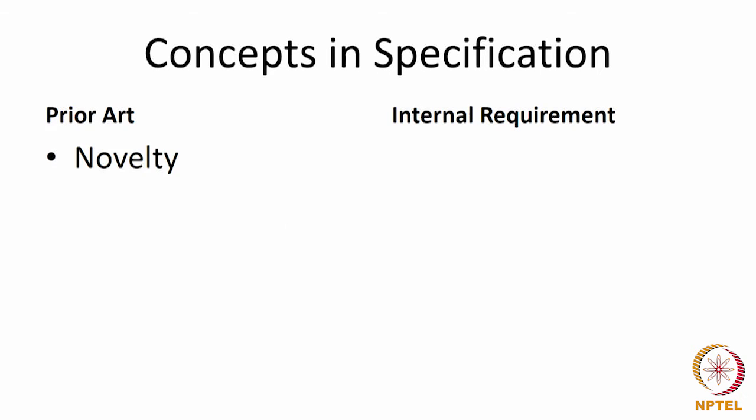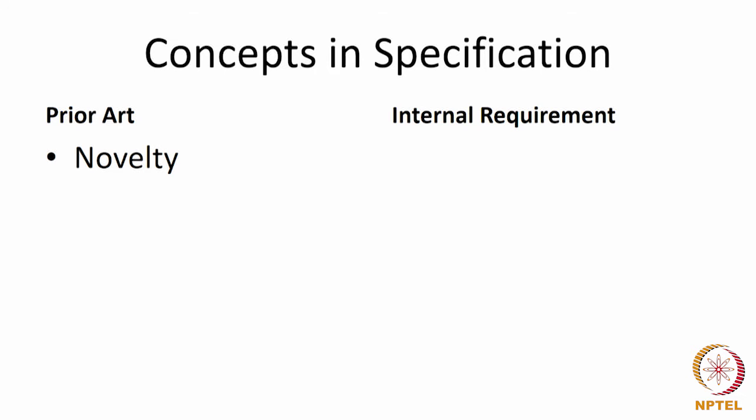Now, on prior art, the first thing that the patent specification should satisfy is novelty. The claim drafted in the claim part of the specification should be novel. Novel means that the invention should be new, what is claimed has to be new, and it should not be anticipated by the prior art.